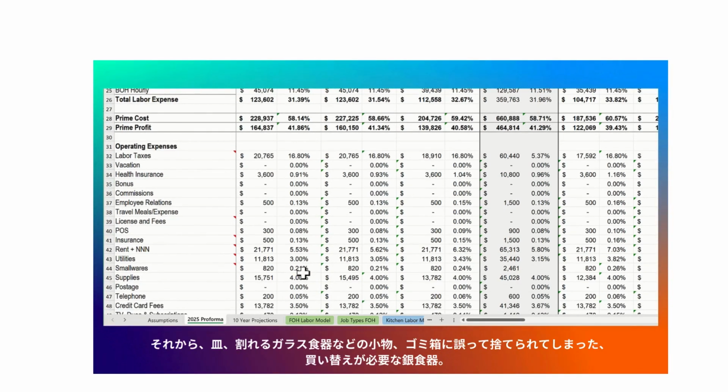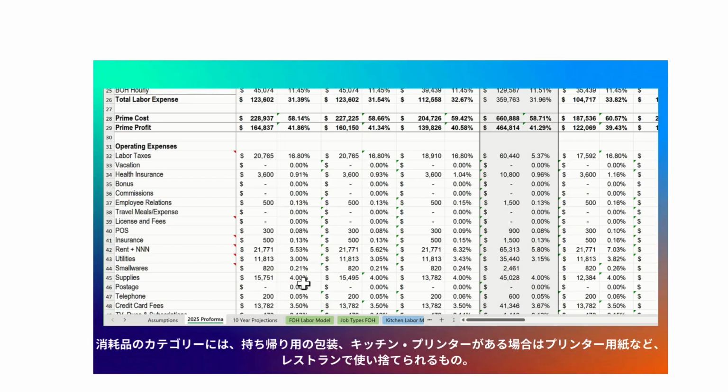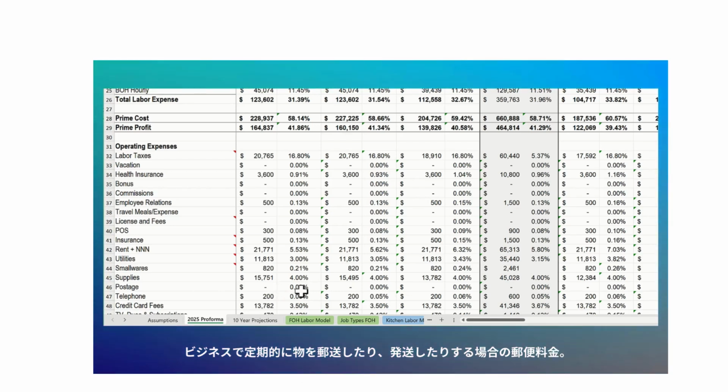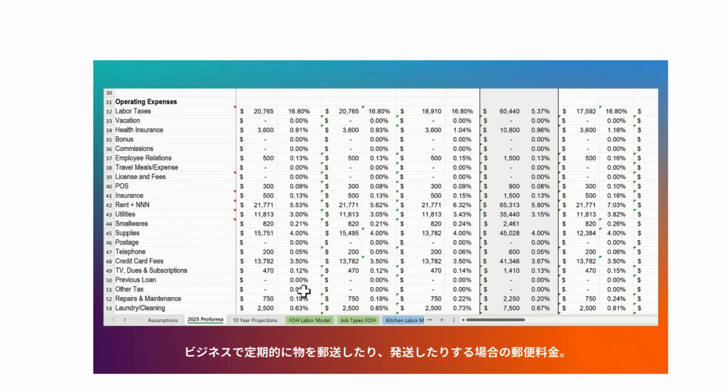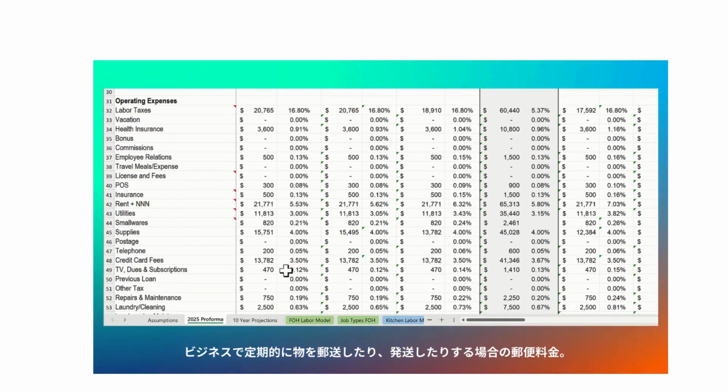We have smallwares, so this would be plates, glassware that breaks, silverware that ends up in the trash can and needs to be replaced. We have our supplies category, which is our to-go packaging, printer paper for our kitchen printers, if you have kitchen printers, anything that basically is utilized in the restaurant that either walks out the door or goes in the trash. Postage, if you're mailing things or shipping things regularly for your business.